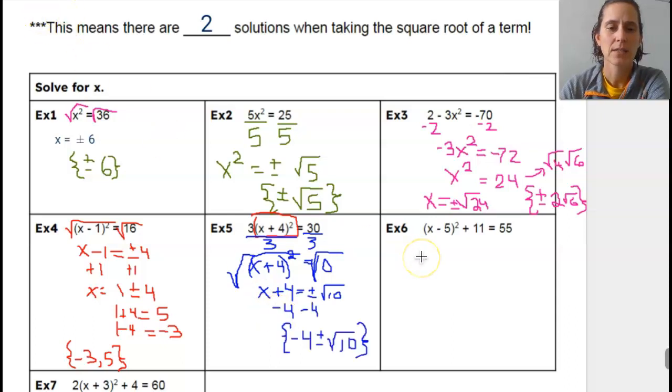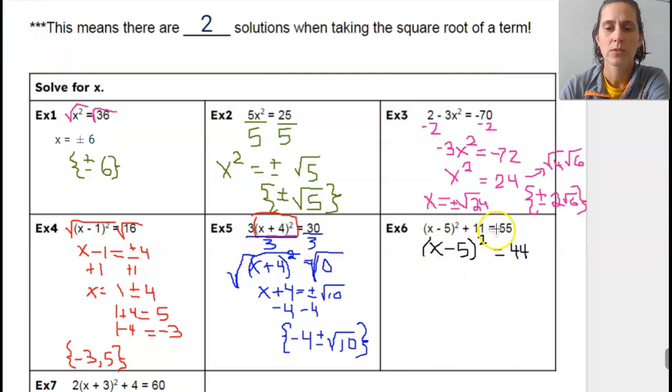Example 6 is a little bit different than 5, because in 5, you had a number being multiplied by the binomial being squared. In number 6, you have something being added to the binomial being squared. So we go back to how we solve equations, and we subtract any number not with x in it on both sides first. Then we can take the square root.